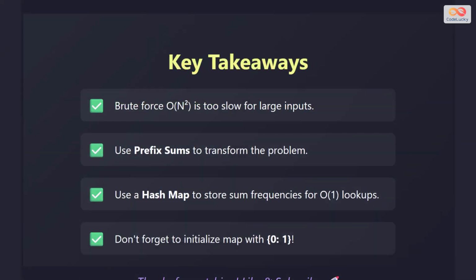To summarize, brute force is too slow. By using prefix sums and a hash map, we transform the problem into a simple lookup task. Remember to always handle the edge case, where the subarray starts from index 0 by initializing your map with a 0 sum.